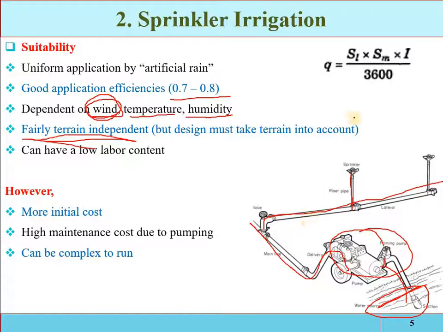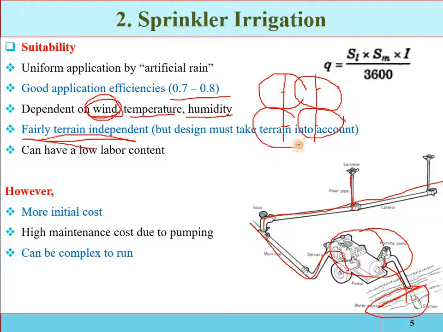Suppose there are two pipelines. Suppose this is one lateral, this is another lateral. Suppose one sprinkler is here, another sprinkler is here, one sprinkler is here, another sprinkler is here. So this sprinkler will be covering this area in a circular form, another sprinkler will be covering this area, and this sprinkler will be covering this area.